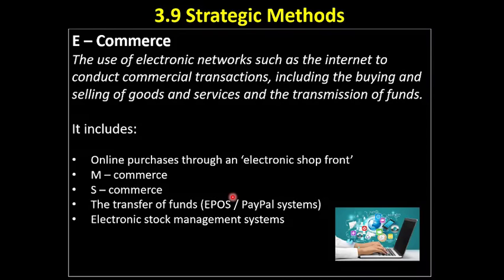PayPal systems similarly. And finally, electronic stock management systems have really revolutionized the way that stock management in organizations is done. So you don't have anyone anymore in a supermarket counting the number of tins of beans that they've got because it's all done electronically. The beans are scanned as they arrive from the supplier. They know how many beans there are in the shop, and then they're scanned out as they go through the till. And once you get to a certain level of inventory, an email will automatically be sent to the supplier to restock.